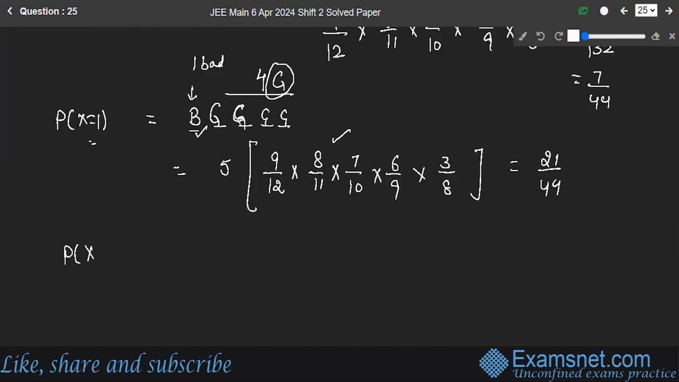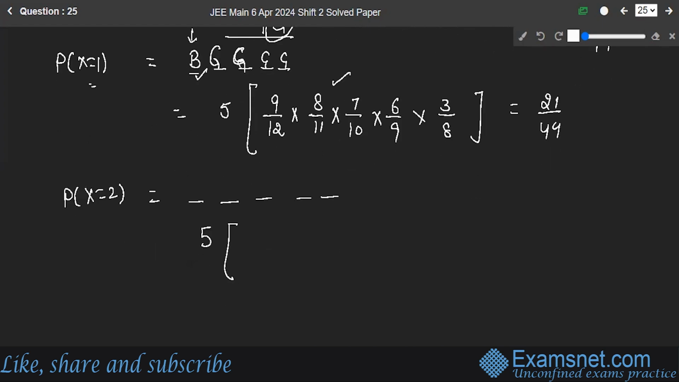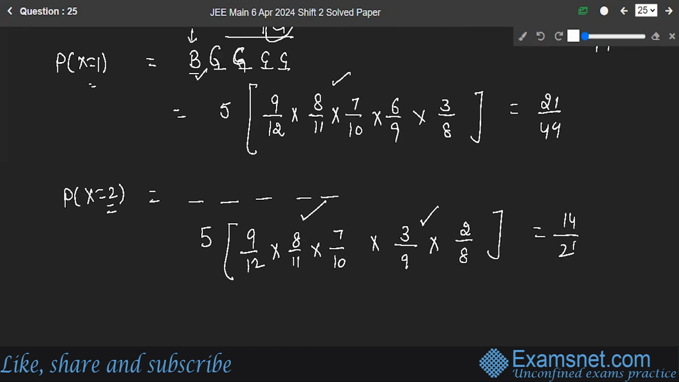Similarly, when 2 bad items are picked up, there are 5 items, so the arrangement will be multiplied by 5. Here will be 9 by 12, 8 by 11, 7 by 10. These are for the 3 good items, because 2 will be the bad or defective items. The first defective item will be 3 upon 9, since 3 have been chosen, so 12 minus 3 is 9. Multiply, now 1 has already been picked up, so this will be 2 out of 8. Got it? On solving, you will get 14 upon 44.